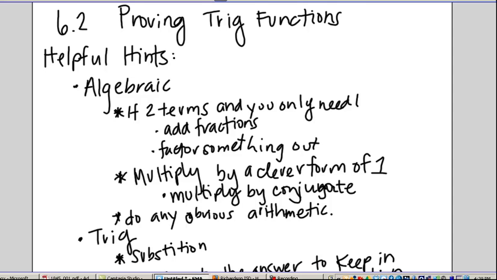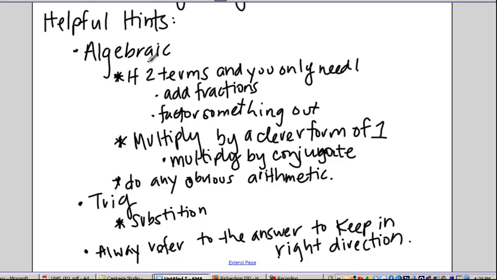Okay, so helpful hints. Do anything algebraic, i.e., if there's two terms and you only need one, like I've been telling y'all, you want to add fractions, okay? Get the right denominator, or factor something out. The next one is multiply by a clever form of 1. And you're probably like, what does that mean? Like multiplying by its conjugate is one example. So if the problem was x plus 1, the conjugate of x plus 1 would be x minus 1. Okay, so you'd multiply the top and bottom by that.